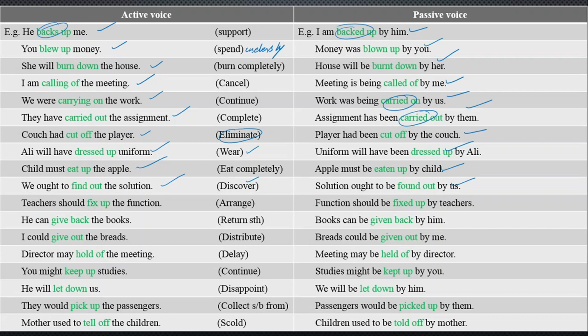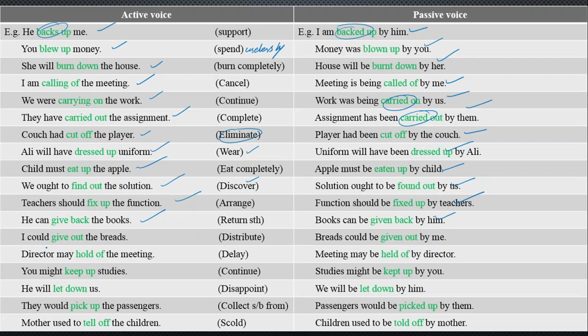Teachers should fix up the function, means arrange the function. Function should be fixed up by teachers. I can give back the books, return something or the things. I can give back the books. Books can be given back by him. He can give back the books. Books can be given back by him.